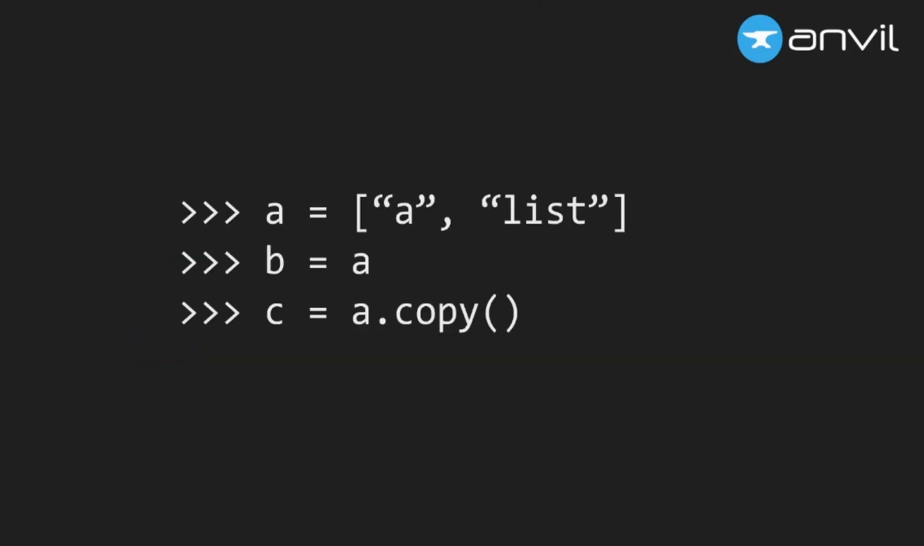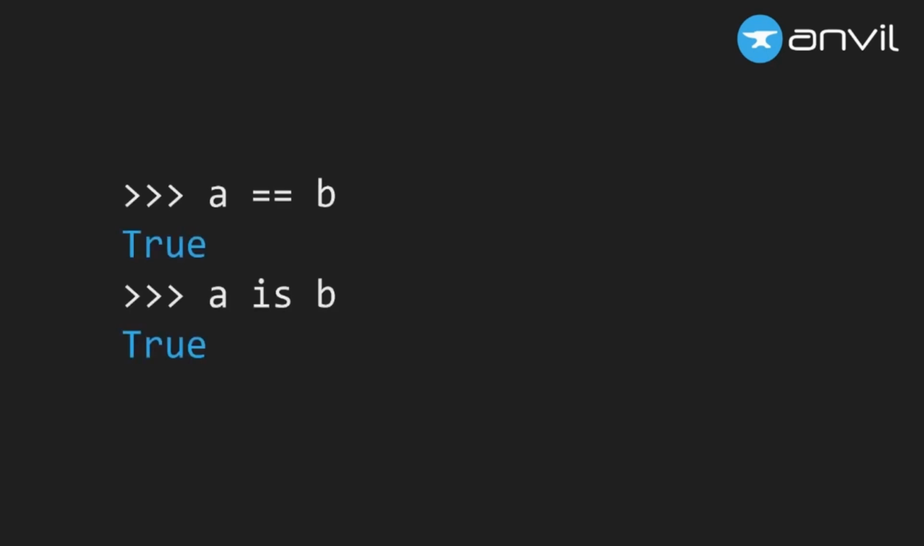Let's set up this situation again where A is a list, B is equal to A, so we've just made another pointer to that list, and C is a copy of A created by calling the copy method. What happens if we use some of Python's ways of evaluating whether these two things are the same? A is equal to B, true.